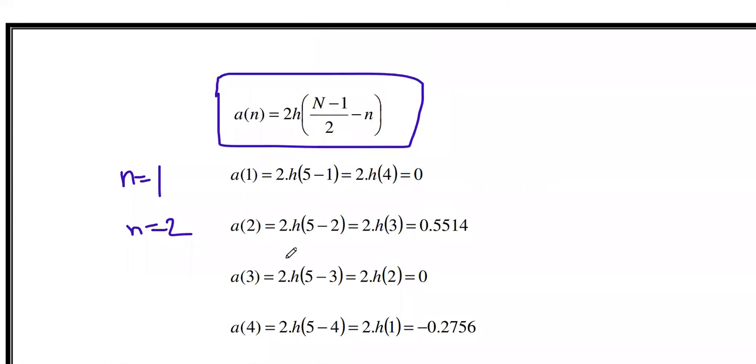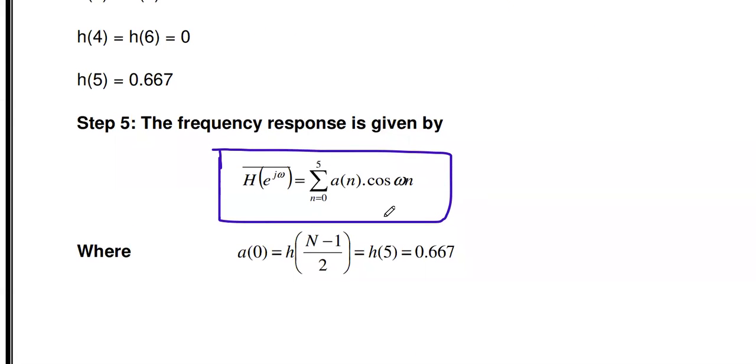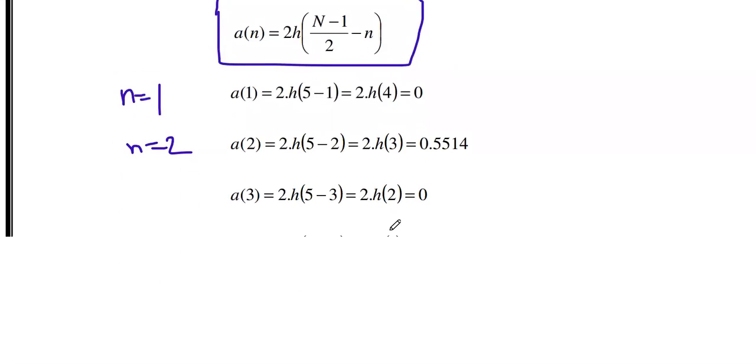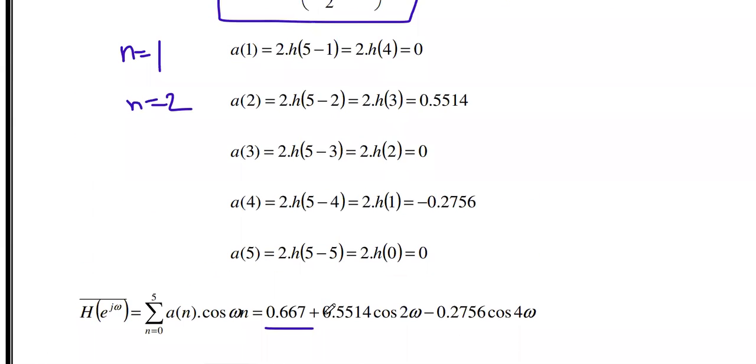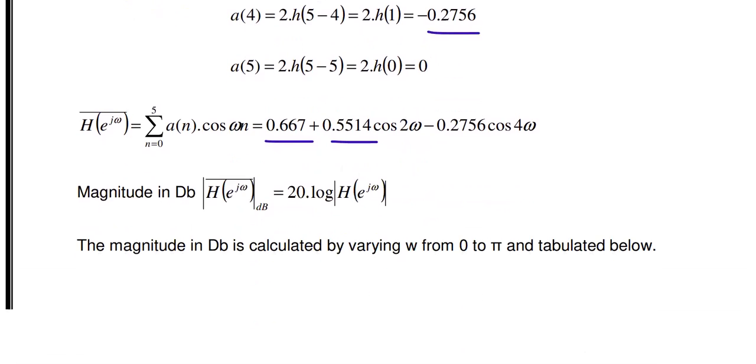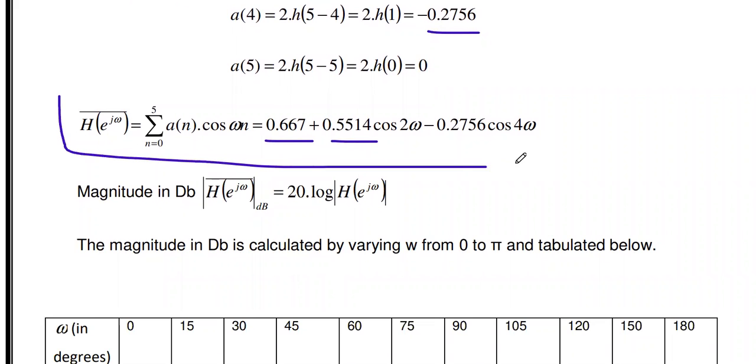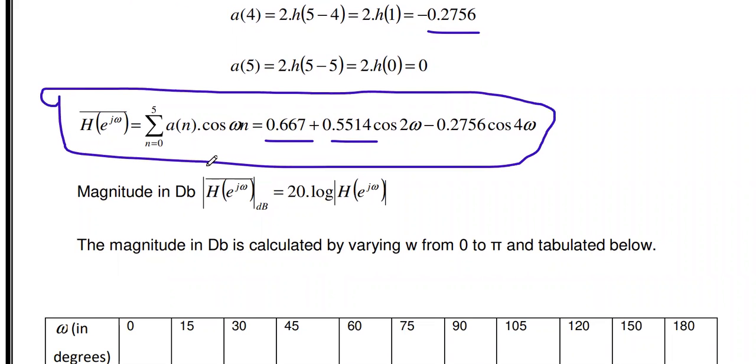Okay, so after obtaining these coefficients, you substitute this a of n in our frequency response formula. So h of e power j omega equal to summation n equal to 0 to 5 a of n cos omega n. Okay, so you just expand it. First a of 0, so the a of 0 value is 0.667. Then plus a of 1, 0. A of 2, 0.5514 into cos 2 omega. Then a of 4 is having the value minus 0.2756 into cos 4 omega. Then the remaining thing is 0. So this is said to be the magnitude response.